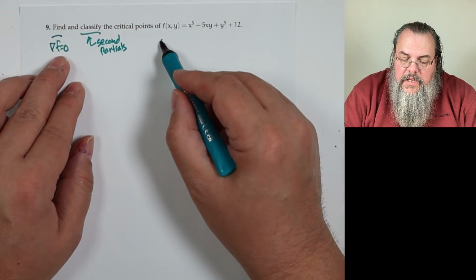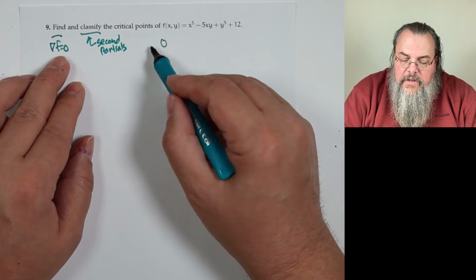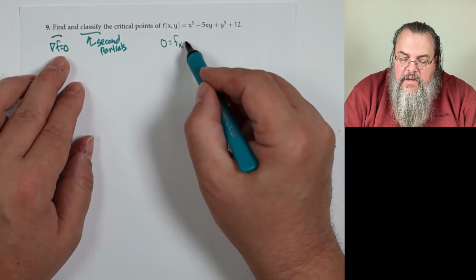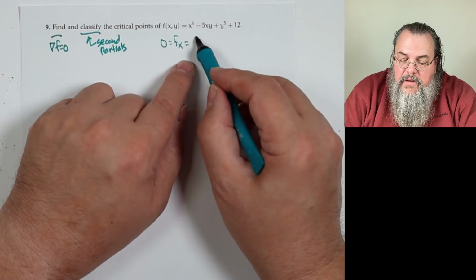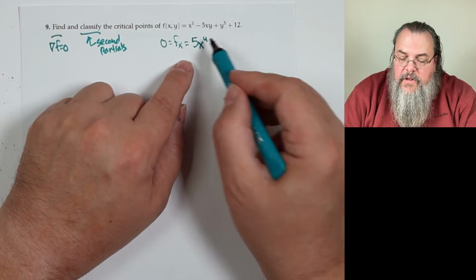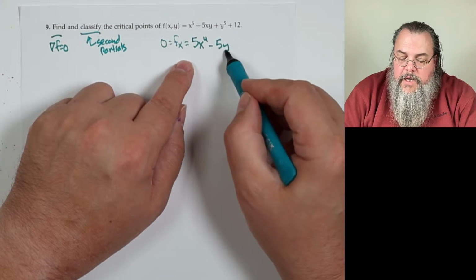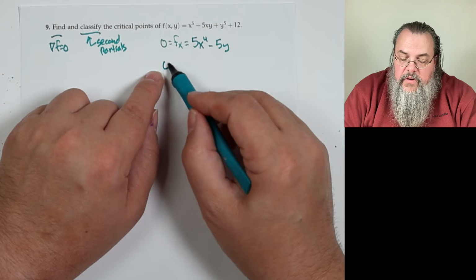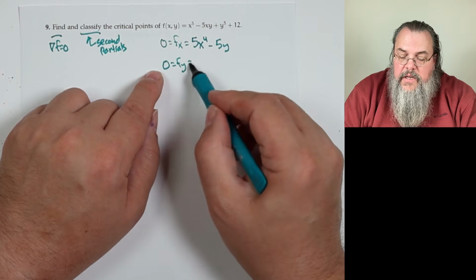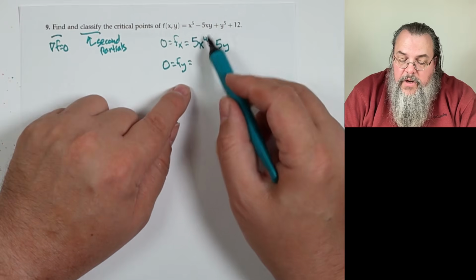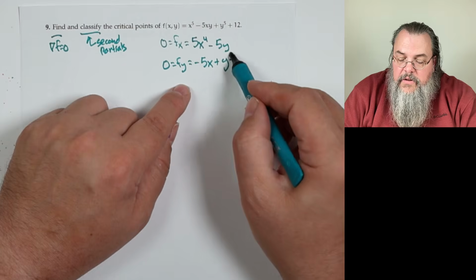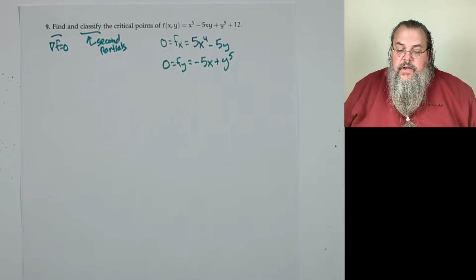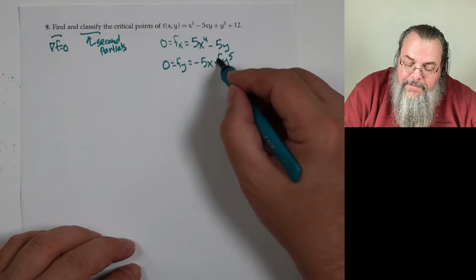We really are saying that 0 is equal to f sub x, which is equal to, and now take the derivative with respect to x, 5x to the 4th minus 5y. And 0 is equal to f sub y, which is the derivative with respect to y, minus 5x plus, whoops, not y to the 5th, 5y to the 4th.